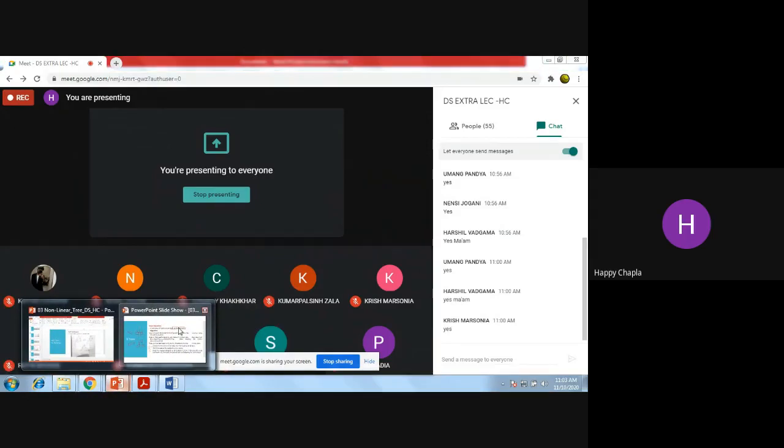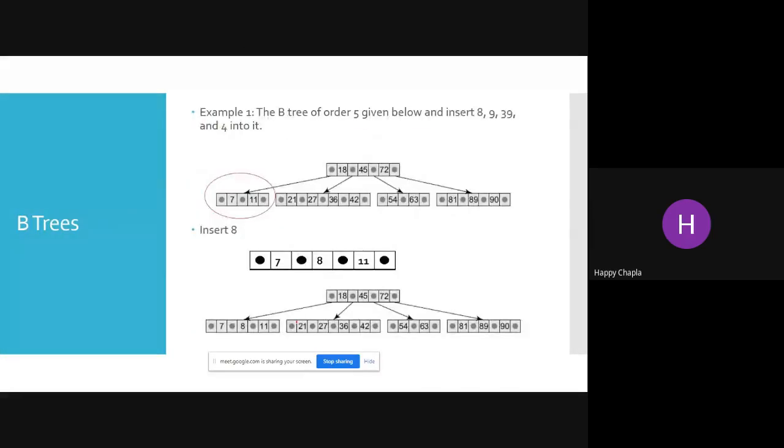Okay, now how is it working? See, this is example number 1. Till now we have the tree with us. Now, B tree of order 5. Order 5 means how many keys can we store inside at maximum? Maximum we can store 4 elements.